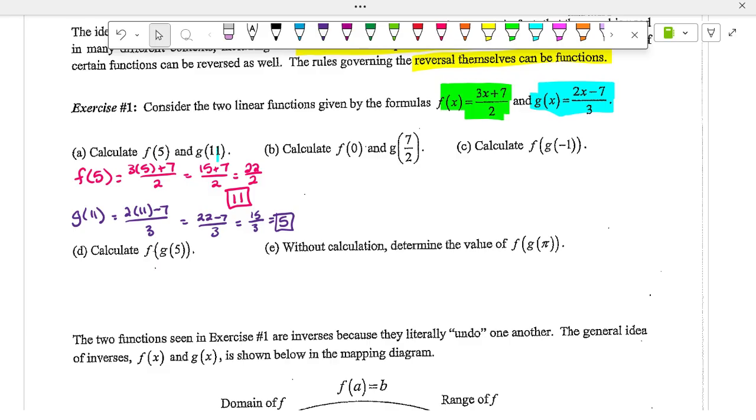g of 11, plug it into g of x. So 2 times 11 minus 7 over 3. So 22 minus 7 over 3. 22 minus 7 is 15. Divided by 3 is 5.